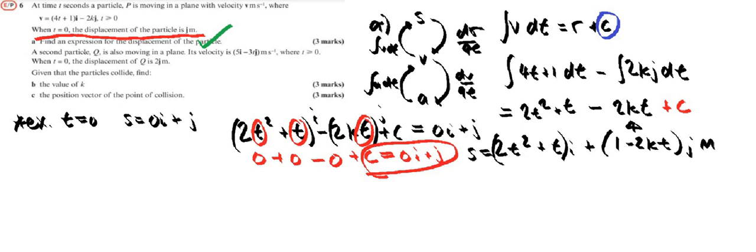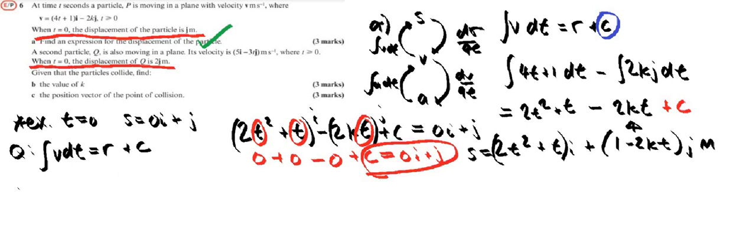Right, now it tells me there's a second particle Q also moving in a plane. Its velocity is given as 5i minus 3tj, where t is greater than 0. And again, it gives me another example. It tells me when t is equal to 0, the displacement of Q is 2j meters. So now we're going to think in terms of Q. I've got my velocity and I want displacement, so again I'm going to integrate velocity with respect to t, and I'm going to get displacement plus c.